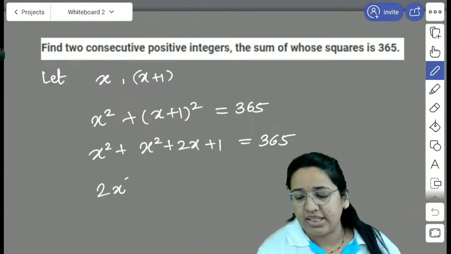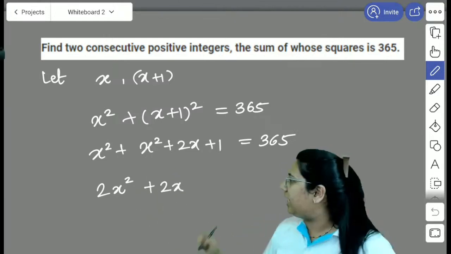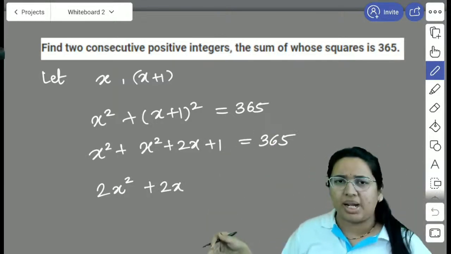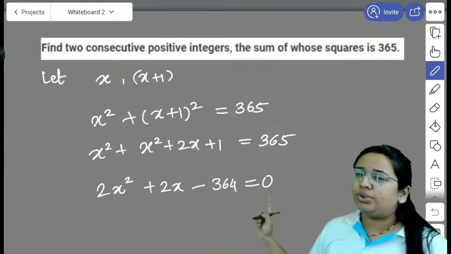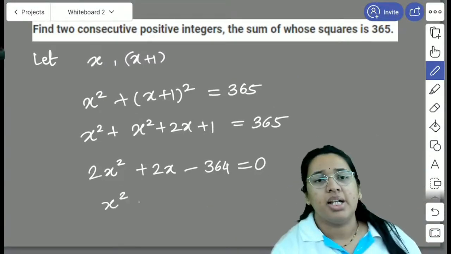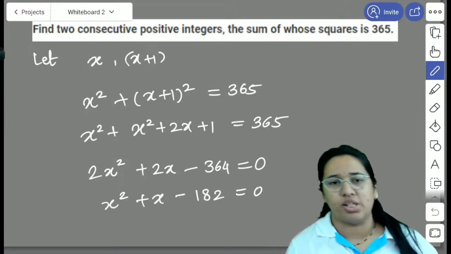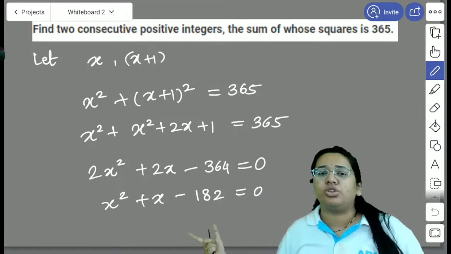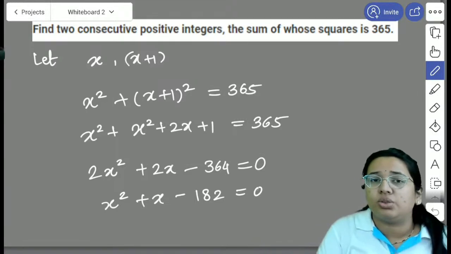So for now, after equating this, 2 times x squared plus 2x, and if we take that 365 to the LHS, there will be minus 1, so I can write minus 364 there. So you can just divide the whole equation by 2. So we can write x squared plus x minus 182 equals 0. Obviously, they are saying that these will be positive integers, so you just have to find out what those numbers will be.